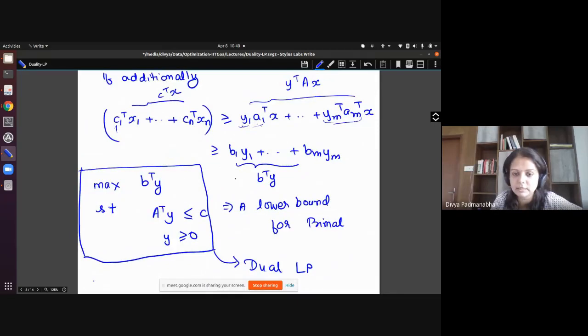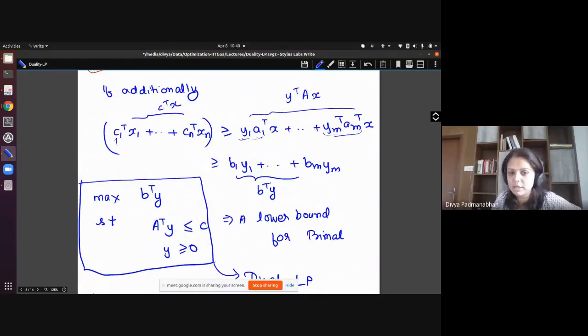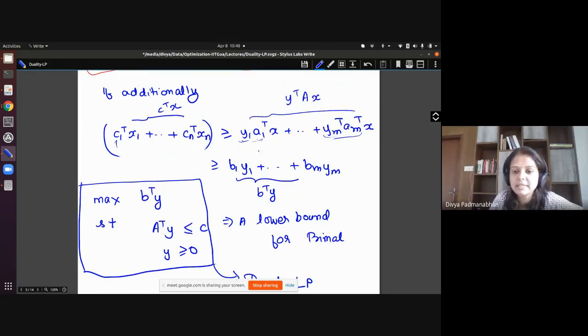This B transpose Y is a lower bound, and you want it to be a strong lower bound, as good as possible. That's why you try to maximize this lower bound. And you want C transpose X to be greater than B transpose Y. A way to achieve that is by adding these constraints: A transpose Y less than or equal to C, and you also want Y's to be greater than 0. Because if Y's are not greater than 0, then this side of the inequality can get flipped. That's the reason why you put that.